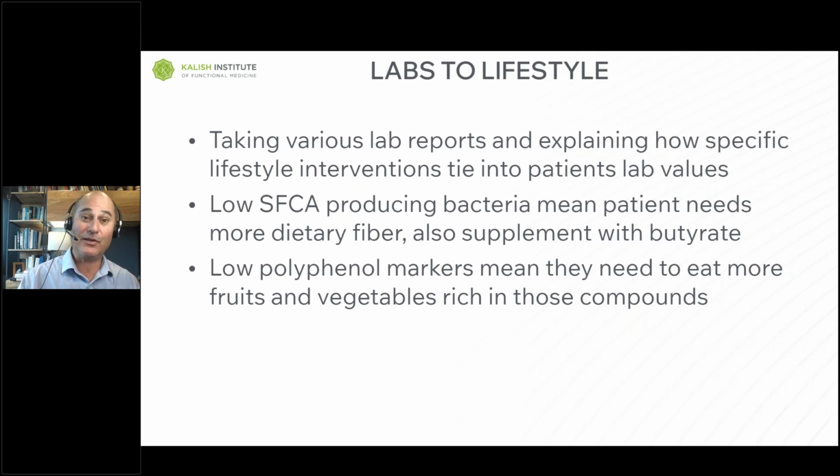It's the same lifestyle coaching for everybody. Everybody needs fiber and polyphenols every day. But when you have a lab test, it shows that the person needs it. Complete game changer for patient motivation, patient enthusiasm, patient compliance.